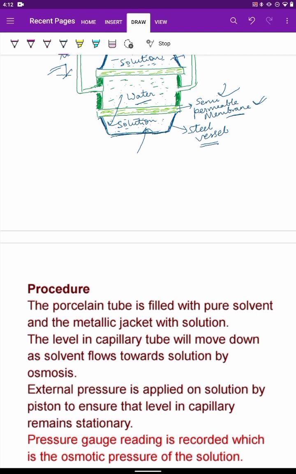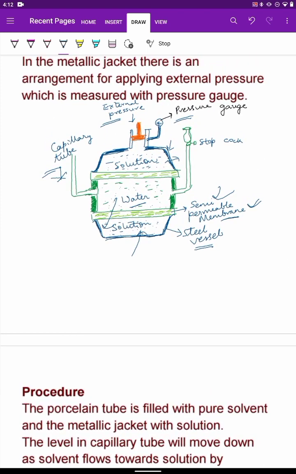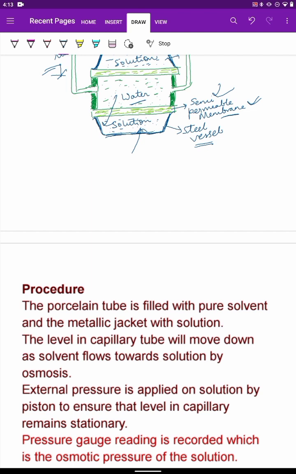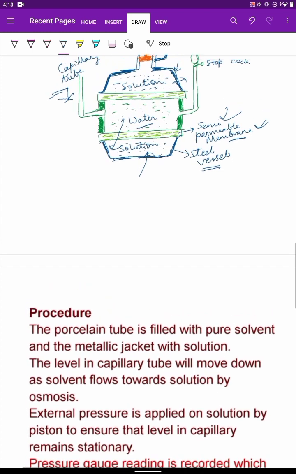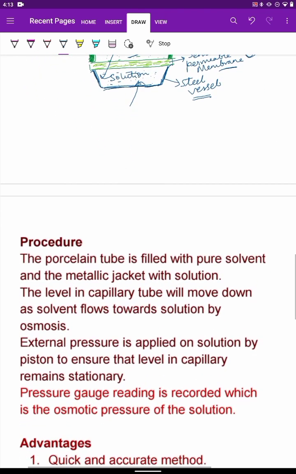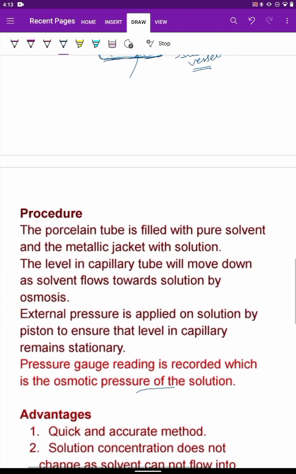Now see, we can apply some external pressure on the solution by a piston. Here one piston is fitted. With the help of this piston, we can apply pressure towards the solution. External pressure can be applied on the solution by the piston so that the level in the capillary remains stationary. So the level in this capillary will be constant, it will be stationary. The pressure gauge reading is recorded, and this is the osmotic pressure of the solution.